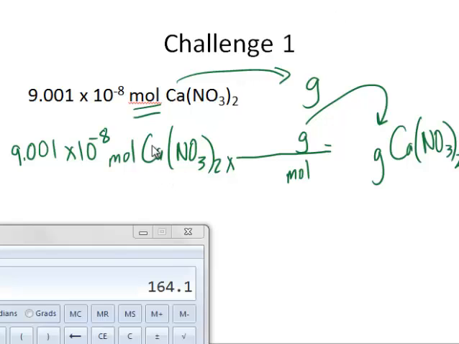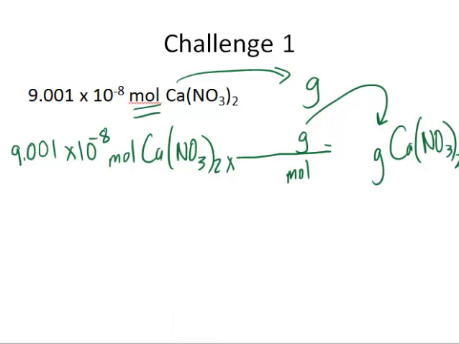So remember, the calcium has an atomic mass of 40.08. Nitrogen has a mass of 14.01. There's 2 of them. Oxygen has a mass of 16, but there's 6 of them, so that's 96. And when you add those 3 numbers together, you get 164.10. So I'm going to write that next to the grams.